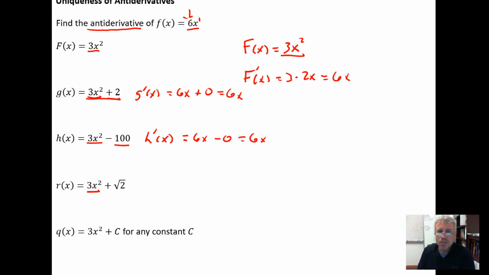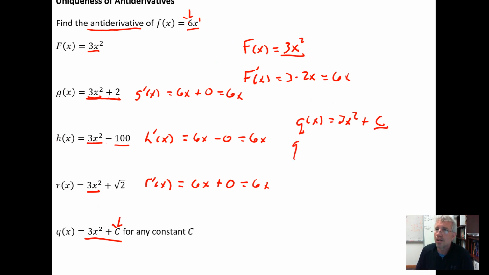For r of x, I could make my guess 3x squared plus the square root of 2, and this will also be an antiderivative of 6x because the derivative of 3x squared plus the square root of 2 is 6x plus the derivative of the square root of 2, which is a constant, is just 0. So what I want to recognize is that I can add any constant I want to this base antiderivative. So if q of x is equal to 3x squared, I can add any arbitrary constant I want, and the result will be that the derivative will give me 6x. So the derivative q prime would be 6x plus the derivative of a constant is 0 equals 6x.